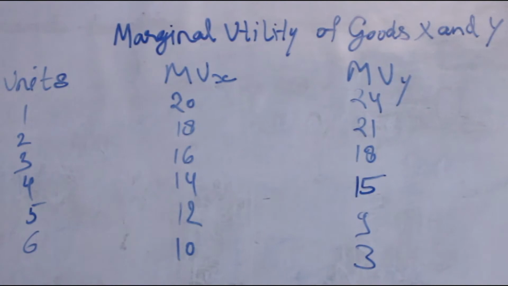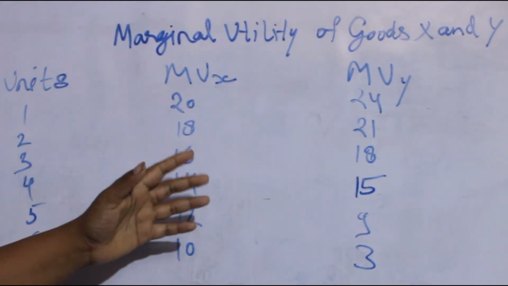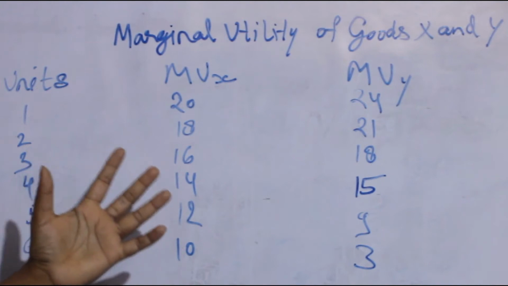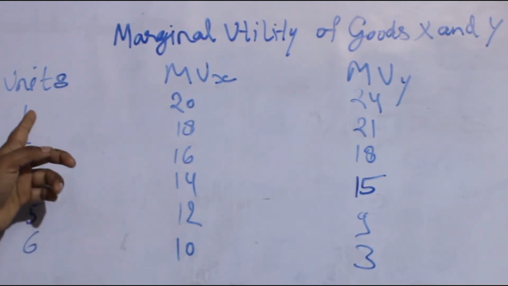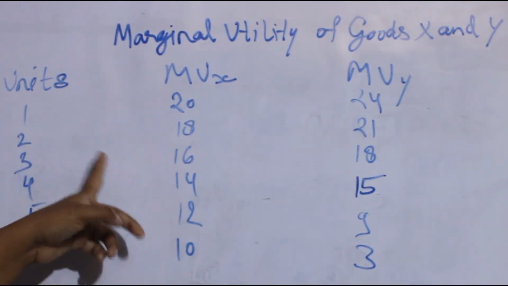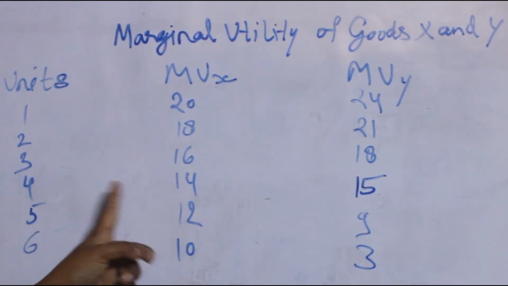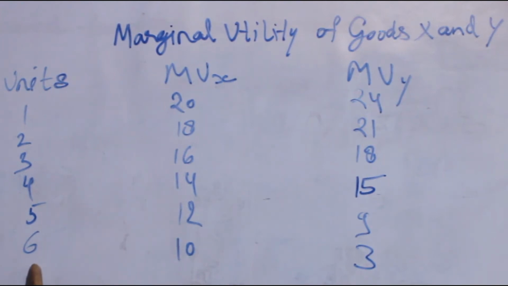On this whiteboard, the marginal utility chart of a consumer is given. The first column shows the units of the commodities, and there are two commodities, X and Y. The second column shows the marginal utility derived from the consumption of X. Say the first unit of X gives 20 utils of marginal utility, second gives 18, third gives 16, fourth gives 14, fifth gives 12, and the last unit of X gives 10 utils of marginal utility.